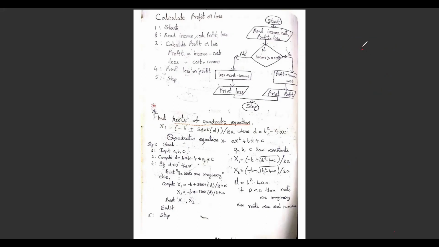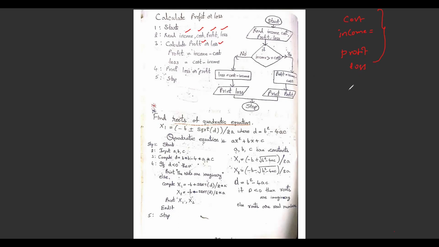If I have any business, I'm going to calculate the profit or loss. Right. So suppose, what the logic is here: I'm just taking a variable income, and I'm going to take a variable called cost, and I'm going to take profit, and I'm going to take loss. These four variables I'm going to declare, right? So just here, read income, cost, profit, loss, right? So you're going to calculate profit or loss, okay?